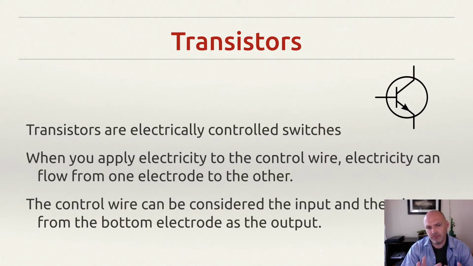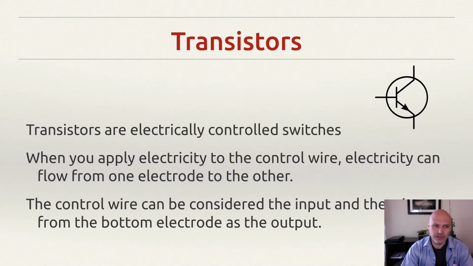Now we're going to keep this brief. Later I'm going to have a much more detailed explanation of transistors and how they work. For now, we just want to understand that a transistor is the most fundamentally discrete part of the computer components that we're going to discuss. A transistor is an electronically controlled switch.